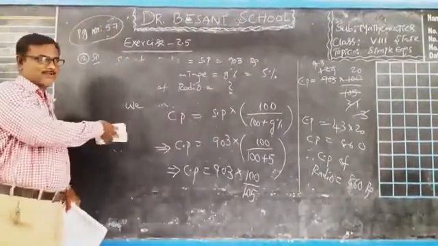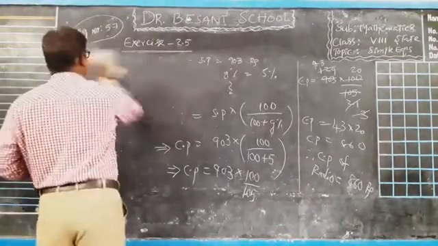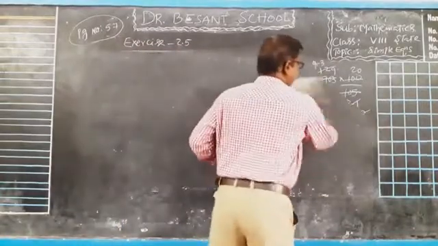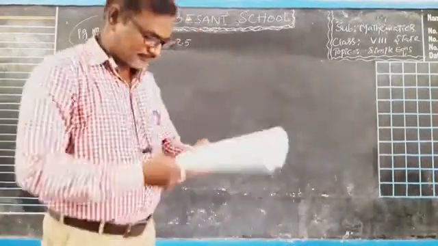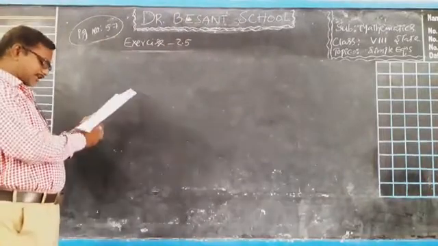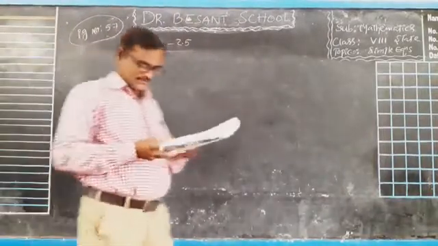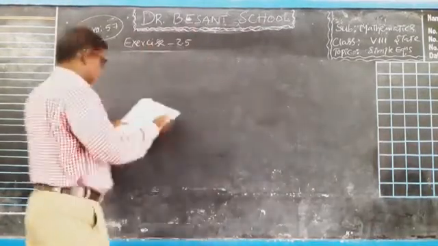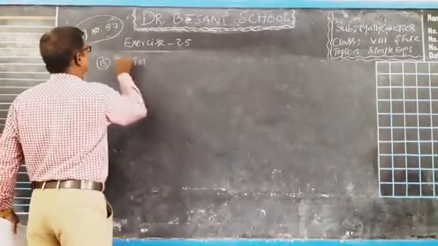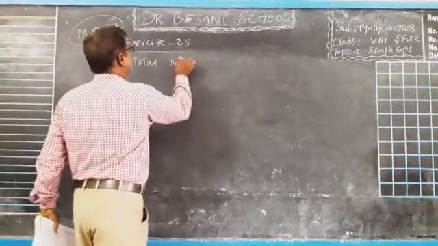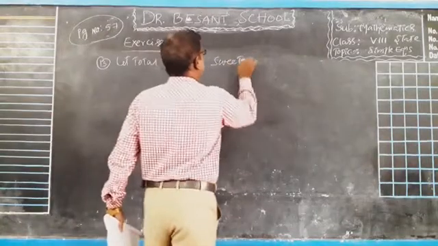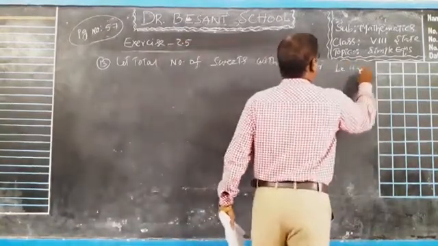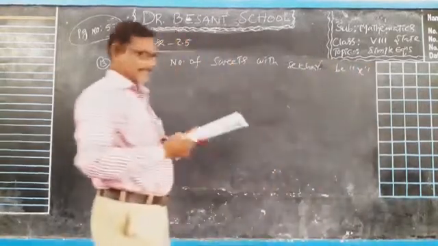I hope you understood this problem. Okay, children. Yes, children. Now I am going to explain you the 13th problem. Shaker gives a quarter of his sweets to Renu and then gives 5 sweets to Raji. He has 7 sweets left. How many did he have to start with? So total number of sweets. Let the total number of sweets with Shaker be X.